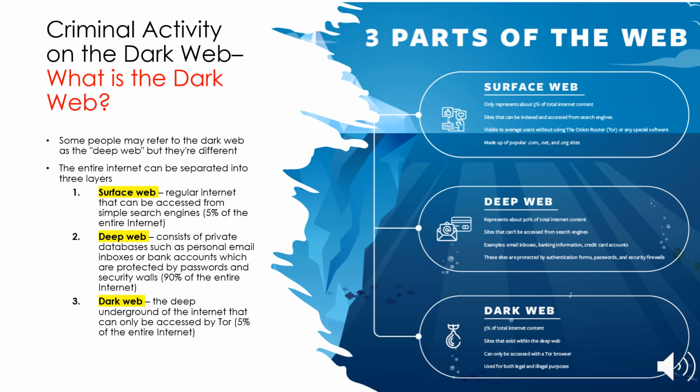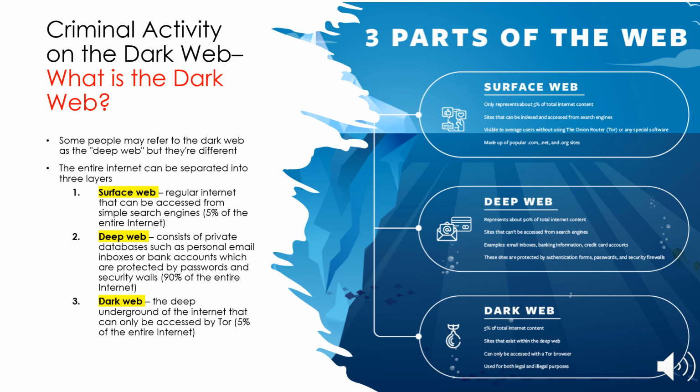Okay, now we're getting into what the difference is between the dark web and the deep web. Some people mistake the two. Like, some people call the dark web the deep web. They think it's interchangeable, but it's not. So basically, the entire internet can be divided into 3 separate layers. As you see on the right, I really love the iceberg example, how the iceberg shows it.